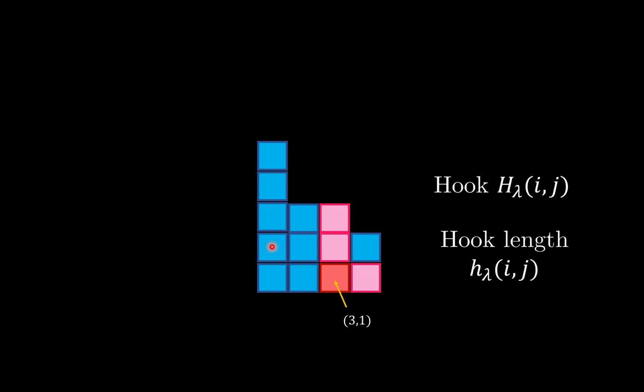I'm going to denote the hook length by little h. And the hook length refers to the number of cells in the hook. So in this case, the hook length of 3, 1 is 4 because there are 4 cells in this hook. In this diagram, you can see the hook length of all the different cells being filled in. For example, this cell has a hook length of 7 because its hook is this L shape over here.